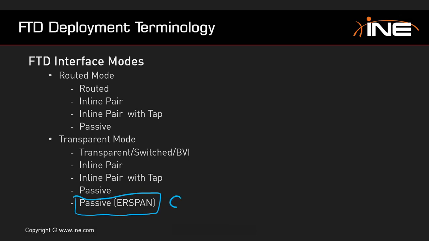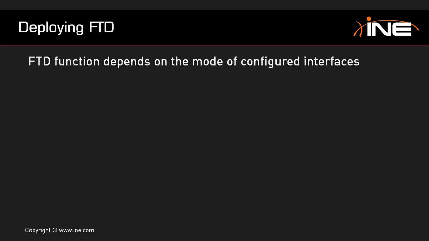This is where you will use GRE to deliver a copy of the traffic to the FTD. Versus passive, this is generally talking about regular SPAN or RSPAN. Okay, we will get back to those different types of interfaces. I will explain how they work and what is going to be needed to use them, and what the benefits and drawbacks are.